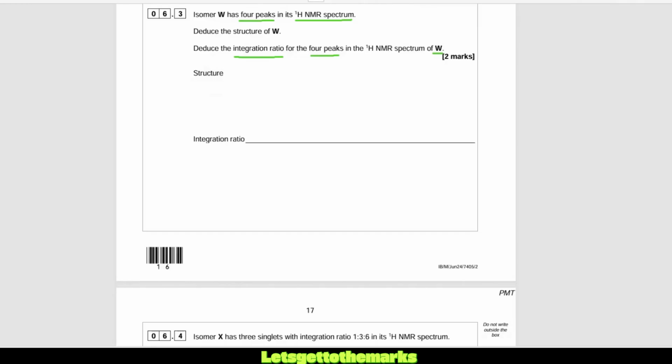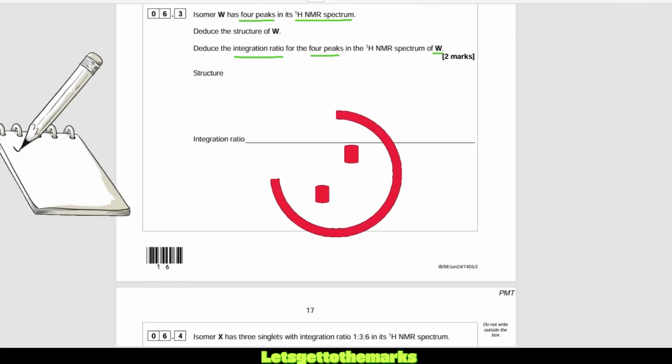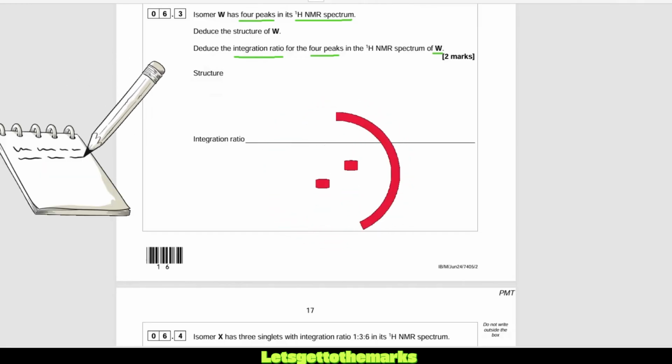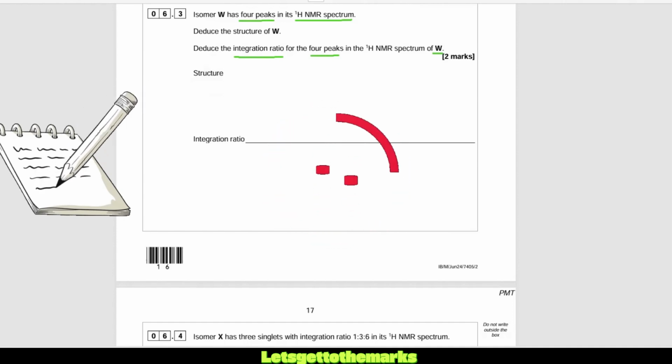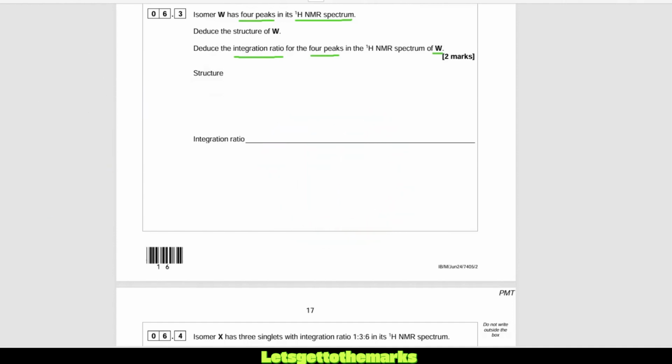I think this is particularly tricky. I'm going to go through the answer, so don't beat yourself up. But again, you're just trying to rearrange the structure. It can't have the same structure as the V, the one we just did. What was that? 2-methyl-butanoic acid. It can't have the same structure as 2-methyl-butanoic acid, but it's got to have the same molecular formula. So just rearrange it a little, because we still know it's a carboxylic acid, and try and work out the structure. Deduce the integration ratio for the 4 peaks.